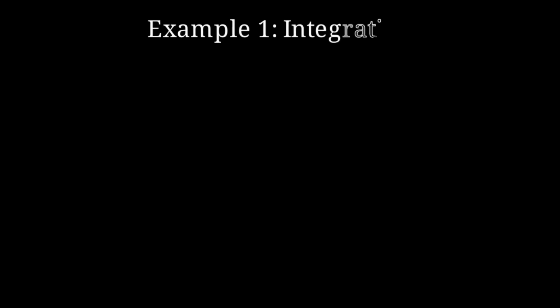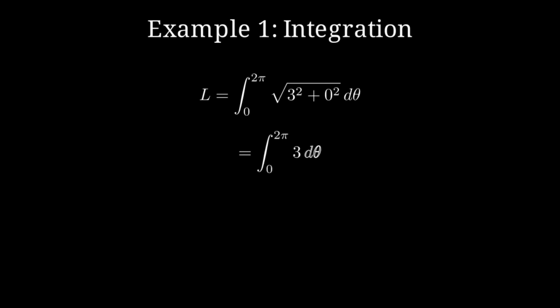Plugging r equals 3 and dr/dθ equals 0 into the integral, we get the integral of the square root of 9, which is 3. Integrating 3 from 0 to 2 pi gives us 6 pi. This perfectly matches the geometric circumference formula, 2 pi times the radius, confirming our derivation works.